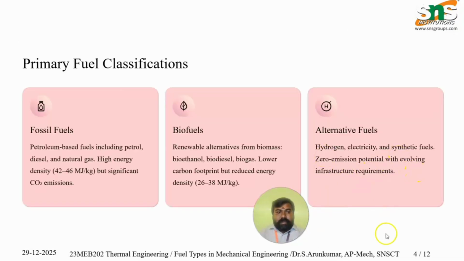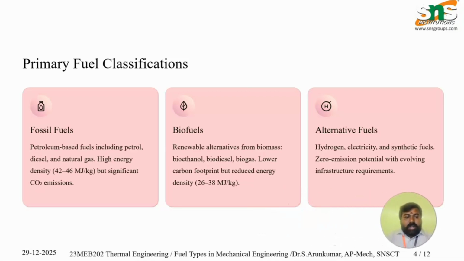These are the primary fuel classifications: fossil fuels, biofuels, alternative fuels. Petroleum based fuels including petrol, diesel and natural gas come under the fossil fuels. They have a high energy density around 42 to 46 megajoule per kilogram, but release significant CO2 emissions.